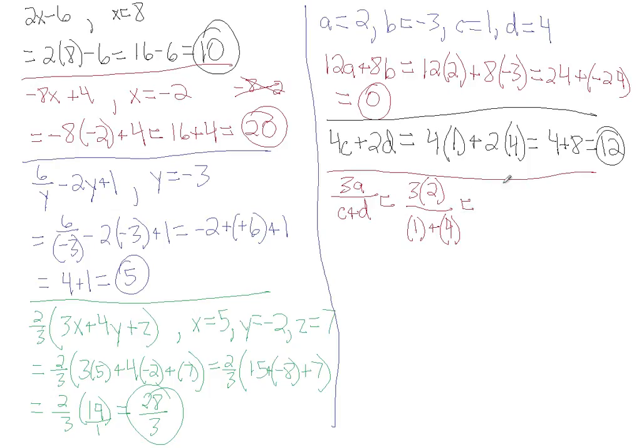So 3 times 2 is 6. 1 plus 4 is 5. And 6 over 5 is our answer. Now notice what we did here in this step. We actually applied 2 different steps at the same time in terms of the order of operations.